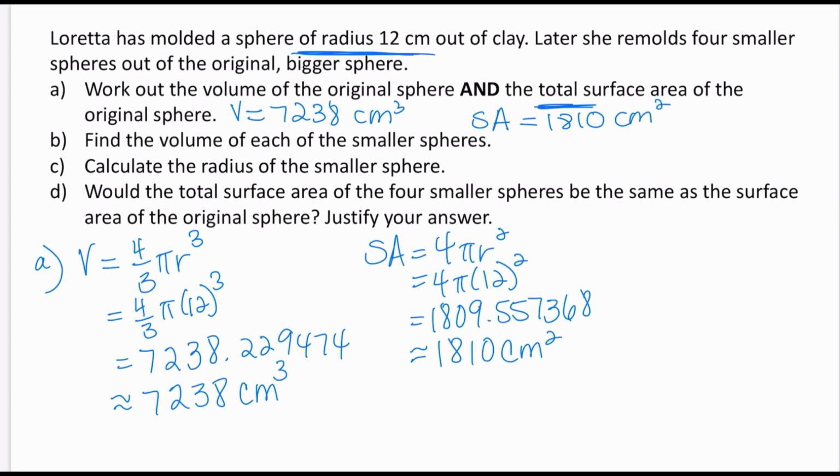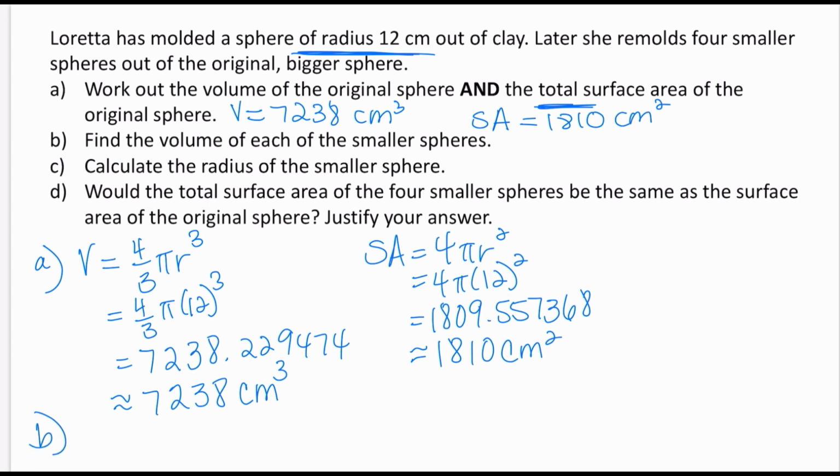All right, so we just found the volume of the bigger sphere, and if we want to find the volume of each of the smaller spheres, I'm going to have to find the volume and divide it by 4.